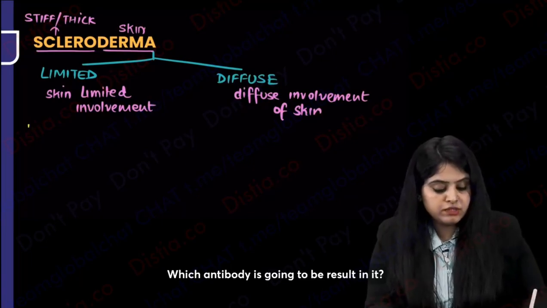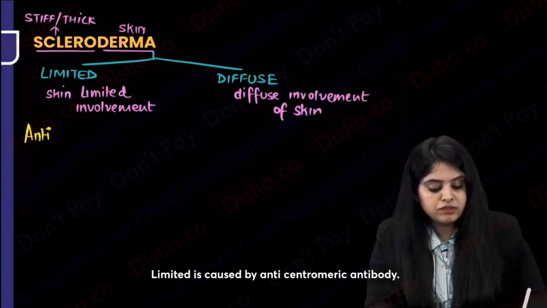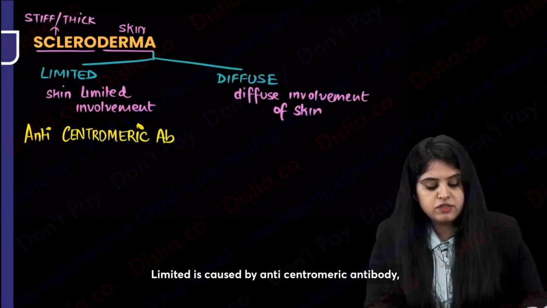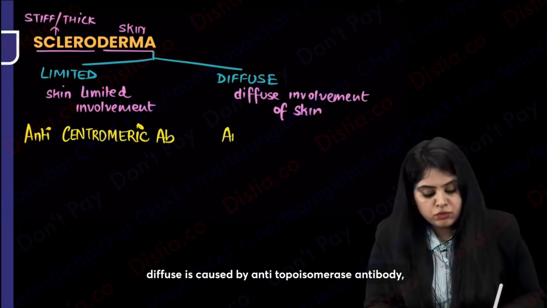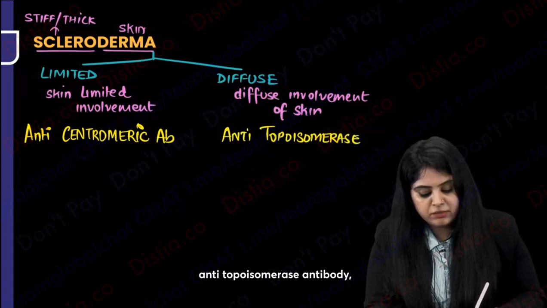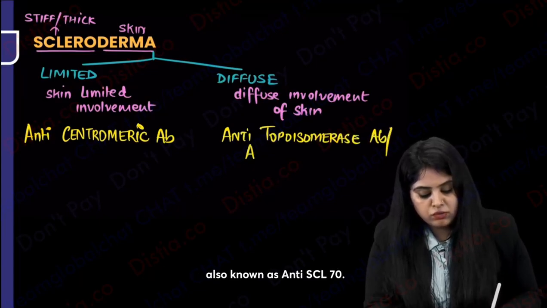Which antibody is going to result in it? Limited is caused by anti-centromere antibody. Limited is caused by anti-centromere antibody. Diffuse is caused by anti-topoisomerase antibody. Anti-topoisomerase antibody, also known as anti-Scl-70.